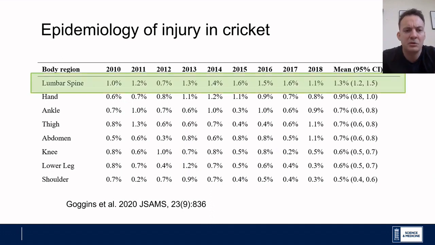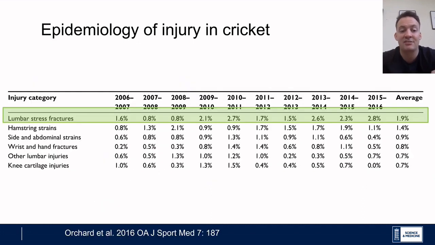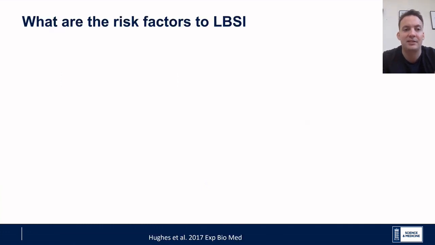So you know that the lumbar spine in cricket is the most prevalent site of injury. It causes the greatest time loss, and that is typically driven by lumbar stress fractures. So despite being quite a low incidence injury, the massive time loss makes it extremely prevalent, and it's of great cost to the game. So it's really important that we understand more about the risk factors associated with this injury, so we can try to stop them happening.